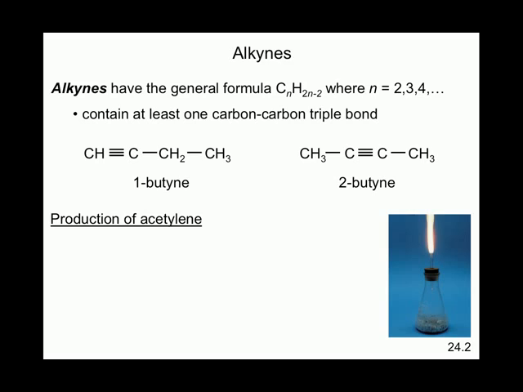Now one of the most common alkynes is acetylene, which is used in welding. And we can make acetylene by adding calcium carbide, which is CaC2, here it is here, to water, and we spontaneously get acetylene produced. And acetylene, again, I mentioned, is used in welding. It produces an awful lot of energy when you burn it.